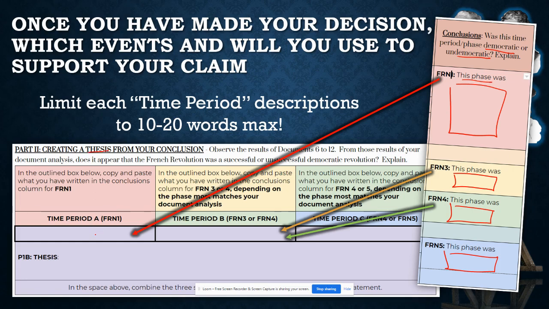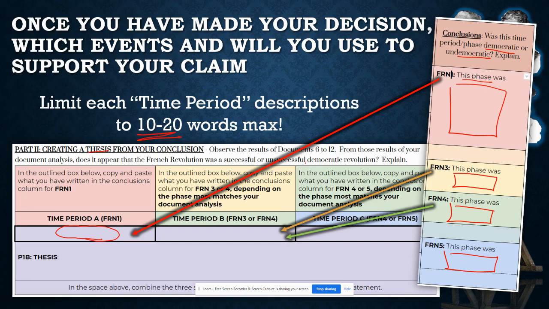Go ahead and copy and paste each of the time periods. So first of all, time period A, everybody's going to have. This is the old regime France, an undemocratic time period. And so go ahead and try to shorten it up so that it's about a 10 to 20 word statement that describes the old regime in France.